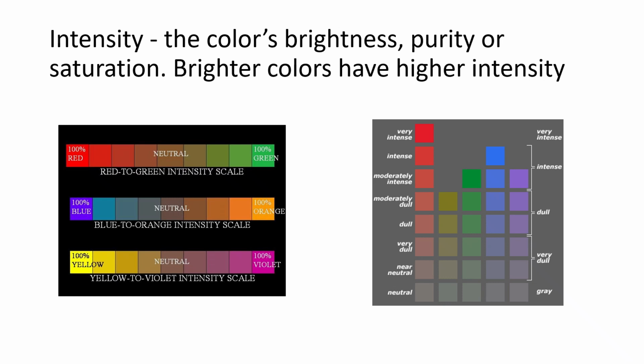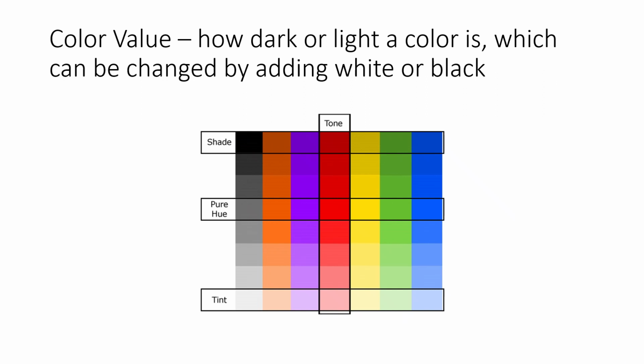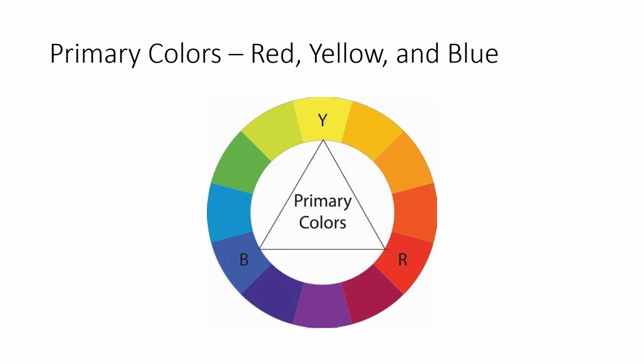You can lower the intensity of a color, or desaturate it, by adding its complementary color, as in the image on the left, or gray, as in the image on the right. A color's value, or color value, is how dark or light it is. This can be changed by adding white to create tints or black to create shades.